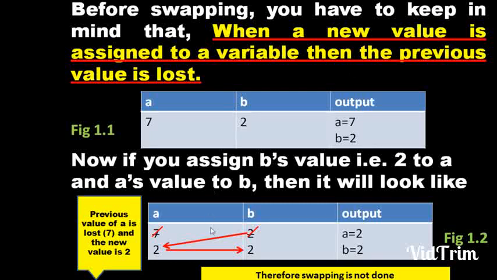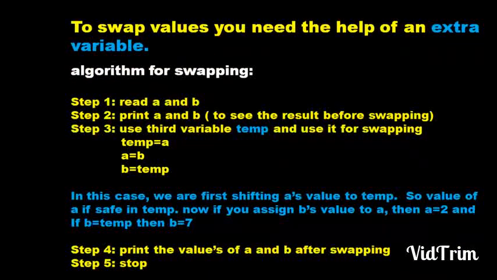So present situation is what? A is having 2 and B is also having 2. Now then if you write B is equal to A, so what you had in A? You had 2. 2 goes again to B. So it looks like A is having 2 and B is also 2. That means swapping is not done. For swapping, you need an extra variable.